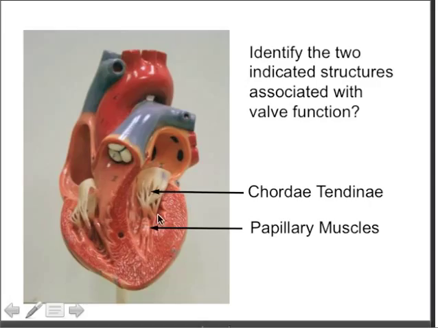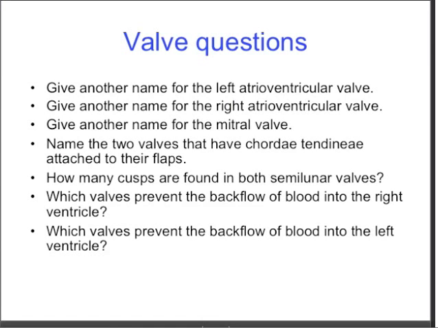This is the atrioventricular valve known as the bicuspid. This, of course, is the tricuspid. Give another name for the left AV valve, and that would be the mitral or bicuspid valve. Give another name for the right AV valve, that would be the tricuspid. Give another name for the mitral valve, that would be the bicuspid. Name the two valves that have chordae tendineae attached to their flaps, and those are the tricuspid and bicuspid.